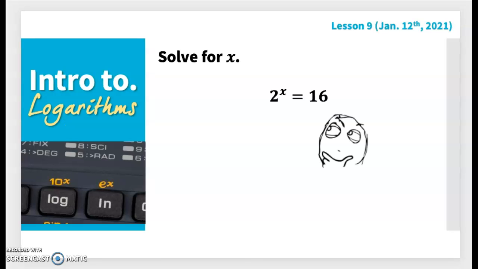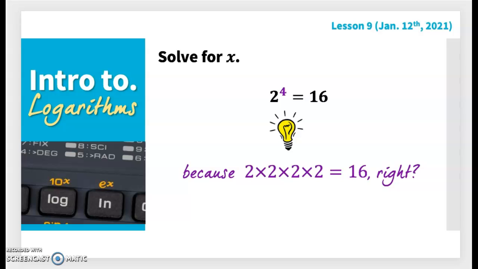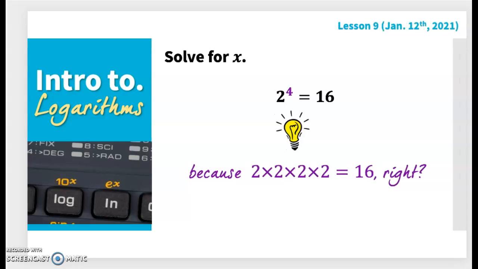So let's solve for x. We've been learning exponential equations recently. What's the value of x? I'll give you a second. All right, so hopefully you were able to just look at it and think 4. The value of x was 4, because 2 times 2 times 2 times 2 is 16. So if we take 2 and multiply it by itself 4 times, it'll give us 16, yeah?